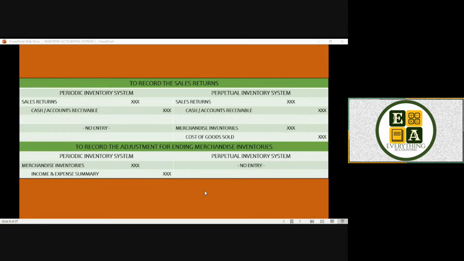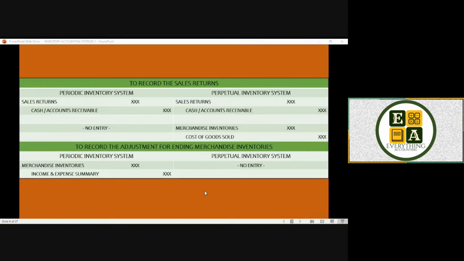Ang ginagawa kasi dito, nagkaroon muna ng previous sale, and then nagkaroon naman ng sales return. Kung ano yung ginawa mo dun sa previous sale, nag-debit ka ng cash or accounts receivable, credit ka ng sales revenue. Pag nagkaroon ng sales return, debit ka ng sales return, i-credit mo lang yung cash or accounts receivable. Both use a special account, yung sales return. Minsan may kadugtong pa, sales return and allowances.